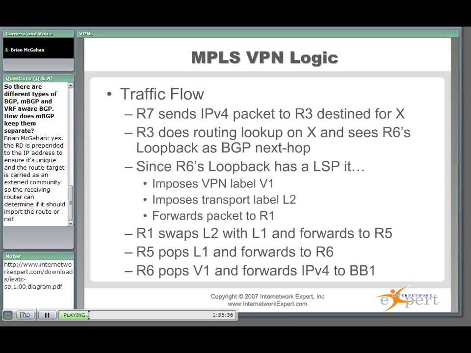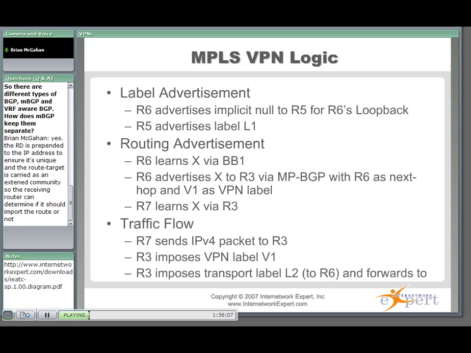So I'm going to impose the VPN label, V1, then impose the transport label, telling everyone in the transit path that this packet is going towards router 6. So router 1 and router 5, they do not need to know that the final destination is X. The only thing they know is that it is going towards router 6. Once the packet gets to router 6, it knows what the final destination is. And the reason why is because router 6 has that VRF table installed locally.